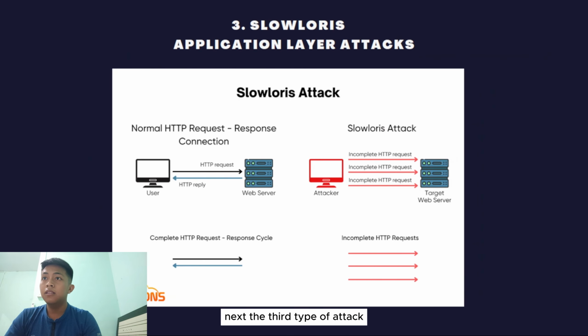Next, the third type of attack is an application layer attack. In this project, we implement Slowloris attack as an example of an application layer attack. This attack works by sending incomplete and unfinished HTTP requests to the server, aiming to keep the port open continuously. The impact of this attack is the depletion of server resources and potential server downtime.